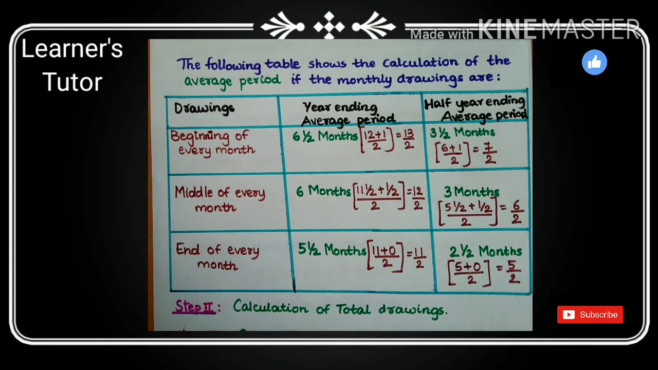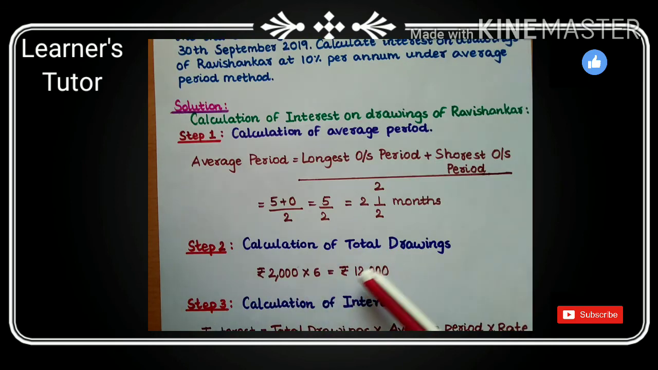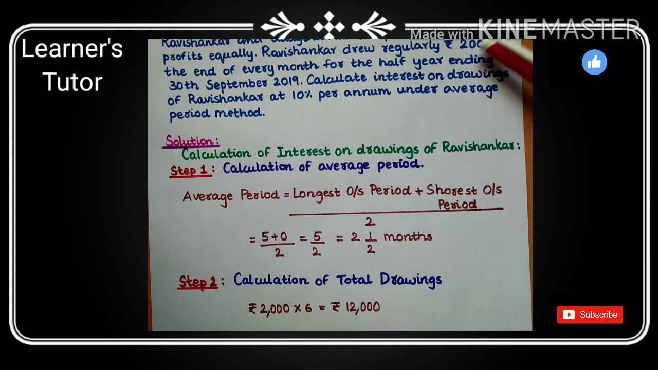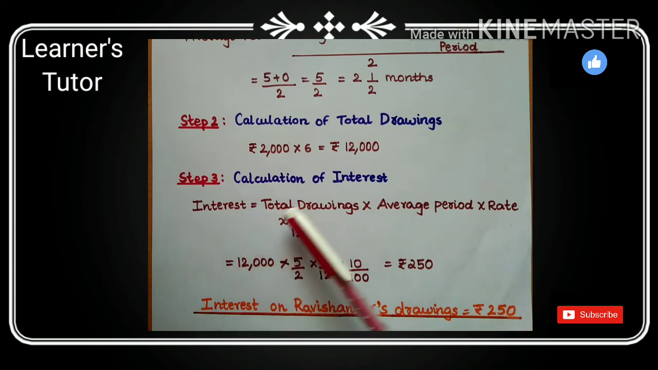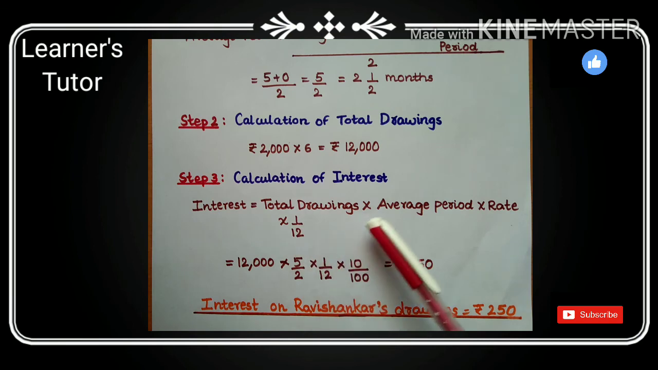Okay. Next step is calculation of total drawings. Regularly, how much he was drawing? 2,000 rupees. So for how many months? Half year means 6. So 2,000 into 6 is equals to 12,000. Next, step 3, calculation of interest. Interest is equal to total drawings into average period into rate into 1 by 2.